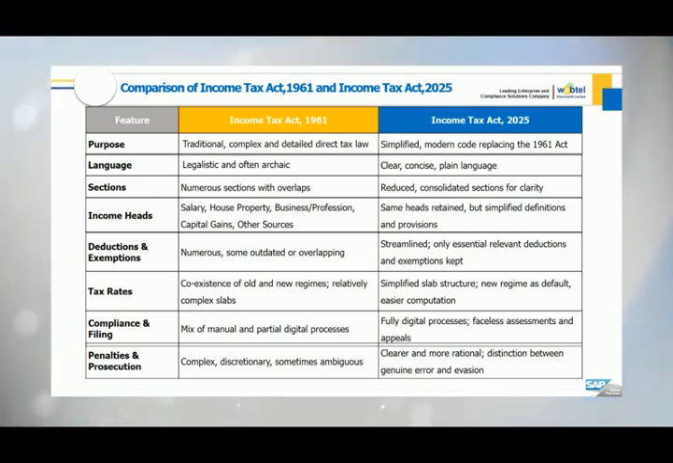Comparison of Income Tax Act, 1961 and Income Tax Act, 2025. The Income Tax Act, 1961, was a traditional and complex law, characterized by legalistic language, numerous sections, and overlapping provisions developed through decades of amendments. In contrast, the Income Tax Act, 2025 replaces it with a simplified and modern code written in clear and concise language.